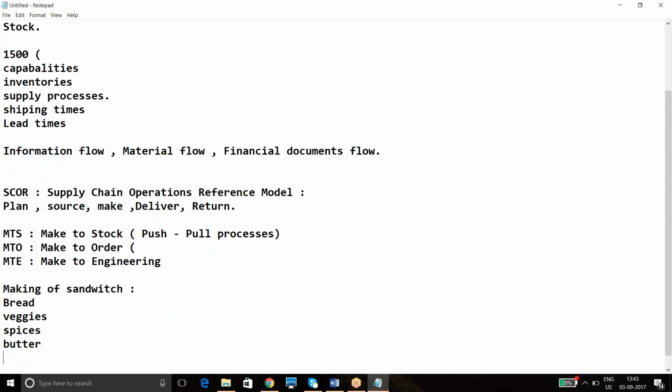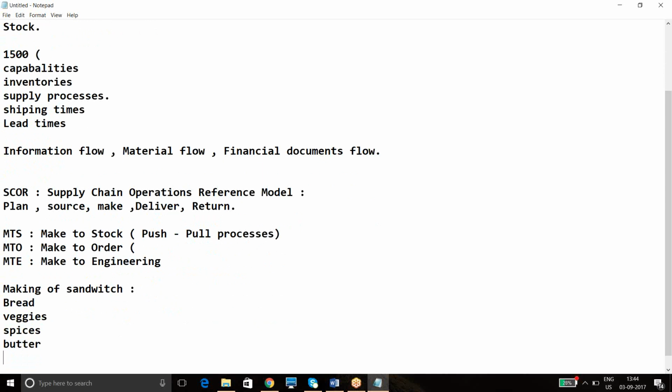How about make to engineering? Let us take the example of a weird customer like me. I say I need a sandwich that should have about 3 to 4 slices of bread. Basically, sandwiches are usually made of 2 slices, but I say I need 3 or 4 slices of bread. So yes, it is a make to engineering scenario because the whole product is derived or highly influenced by the customer's requirement. So it is called a make to engineering scenario, right?